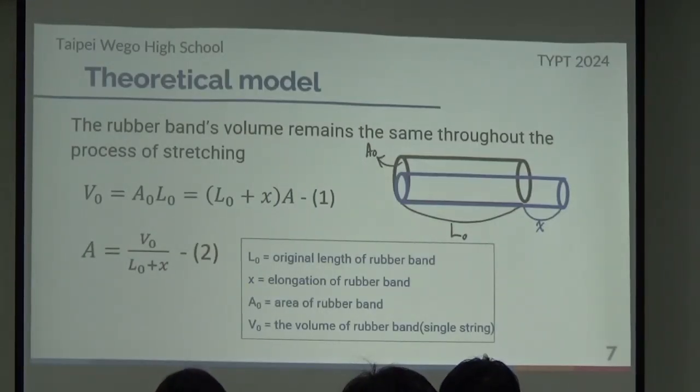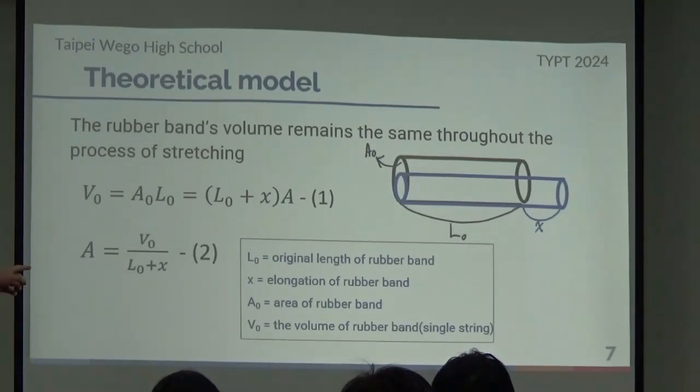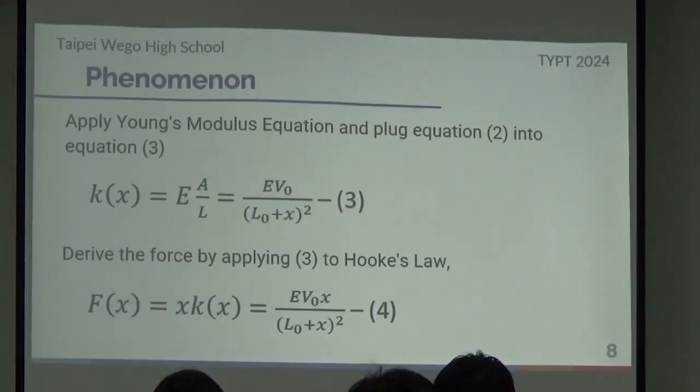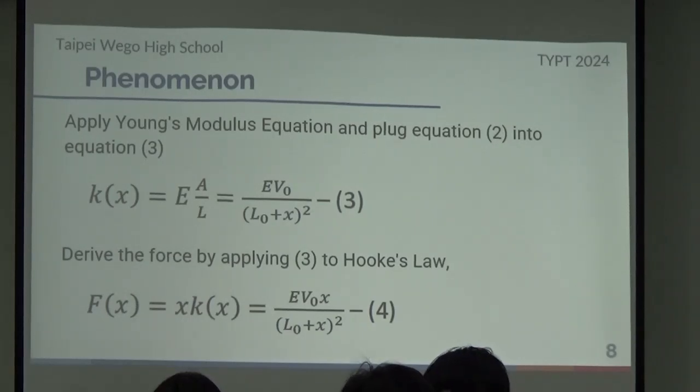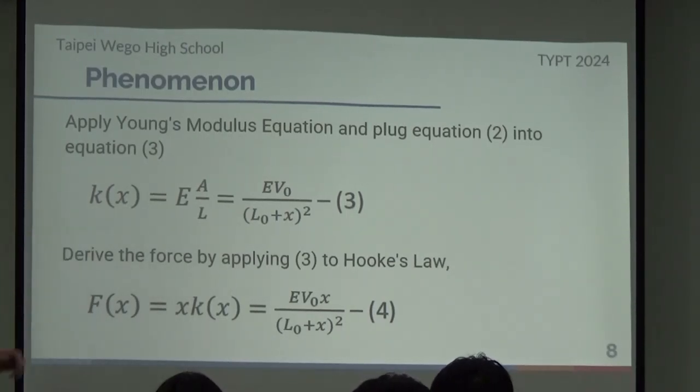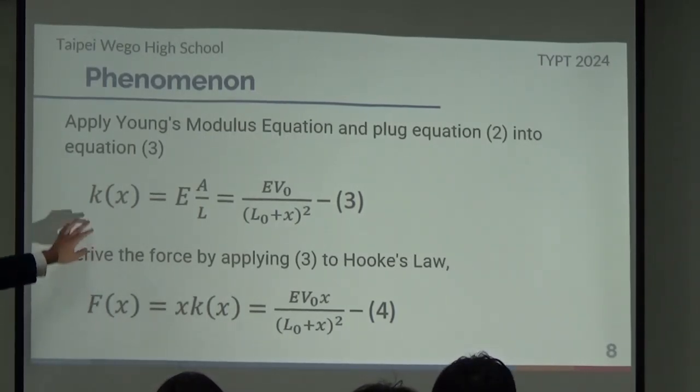And here's our theoretical model. Like I just said, we apply a force on the rubber band so that the K value will be different. We apply the Young's modulus equation and plug it into the previous formula, we modify the K value of it, and we derive the force by applying this formula.